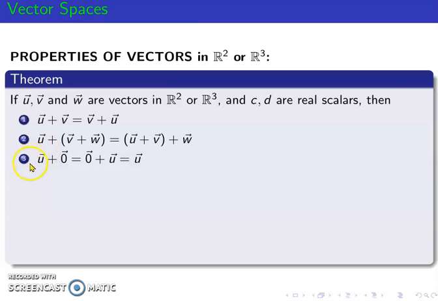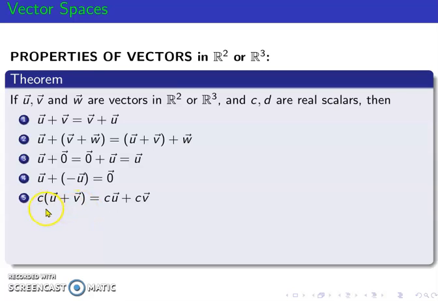Third property is that the vector u plus the zero vector is just the zero vector plus the vector u. So they are commutative here, and that is equal to the vector u. Meaning any vector added to the zero vector is the vector u. So it doesn't affect the vector u. Fourth, vector u plus the negative of the vector u is the zero vector.